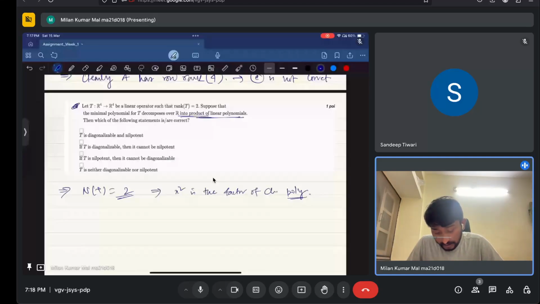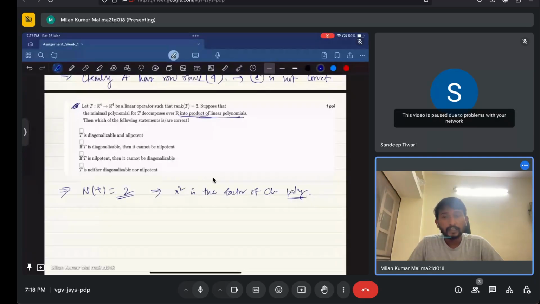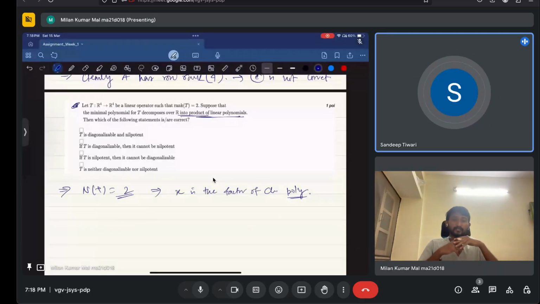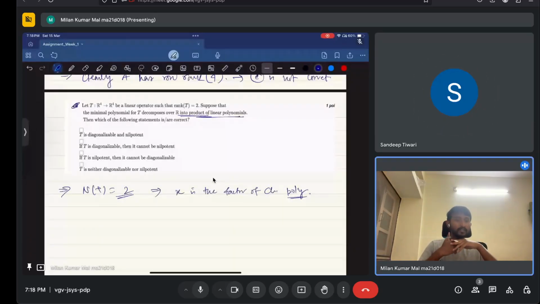Okay, first option: T is diagonalizable and nilpotent. That will happen if and only if T is the zero matrix. Nilpotent is given, and diagonalizable if and only if it is the zero matrix.